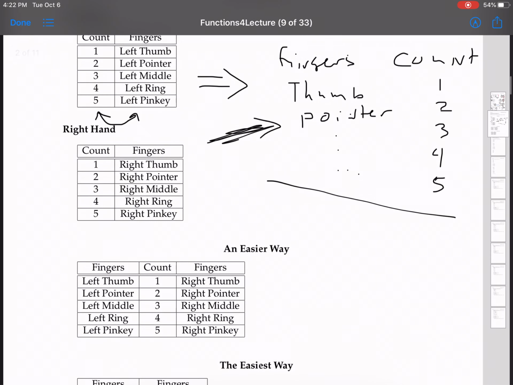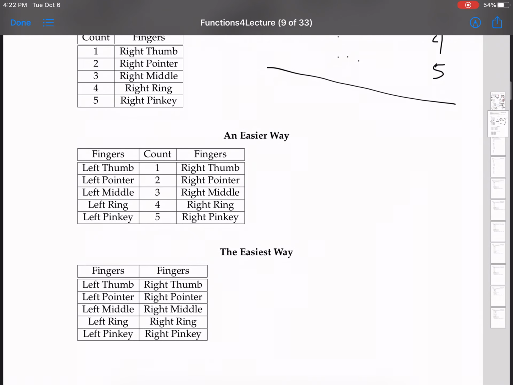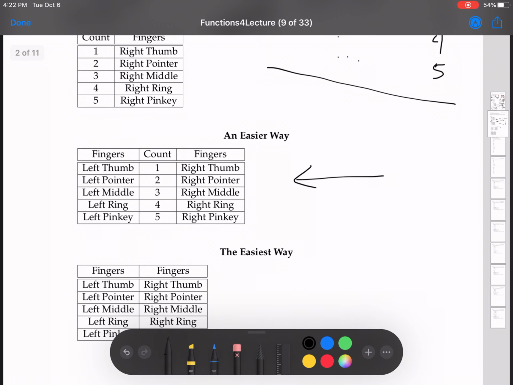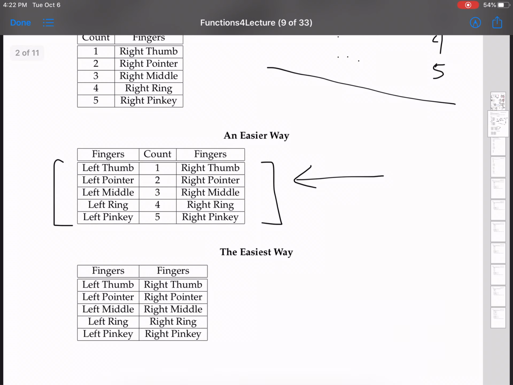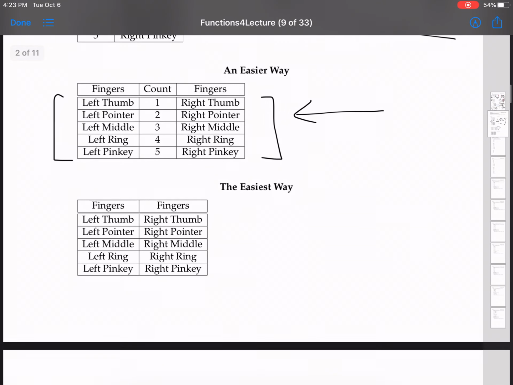oh, look, down here at the easier way. What I have right here, we could just put those two count columns together and look. The fingers on the left, there's 5 of those, there's 5 of those. But the easiest way is to just get rid of the count altogether. There's no reason to count at all. And that's the point. That's really the point of the bijection rule.